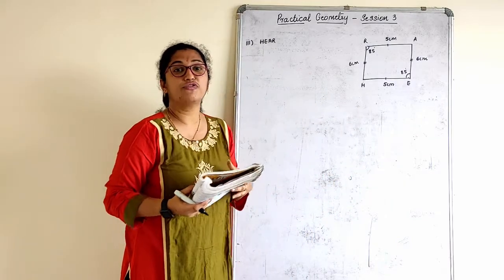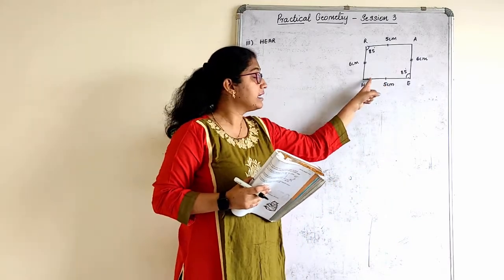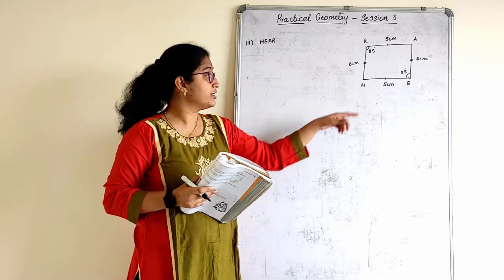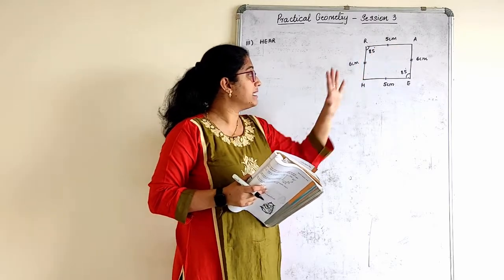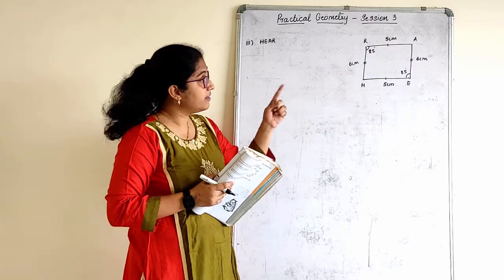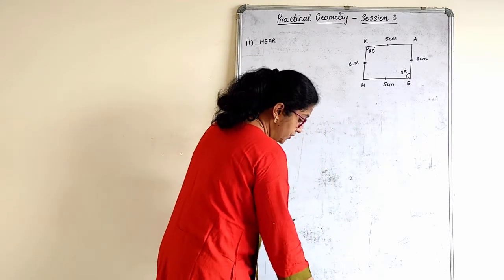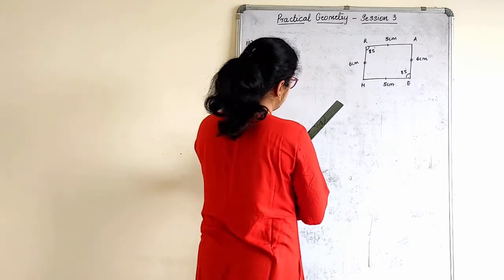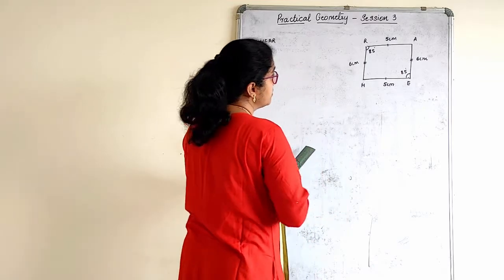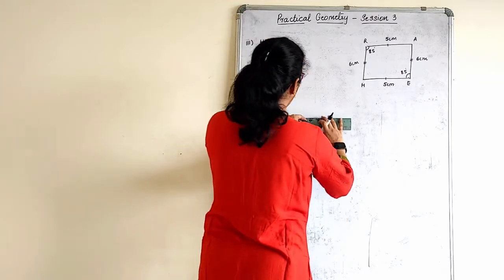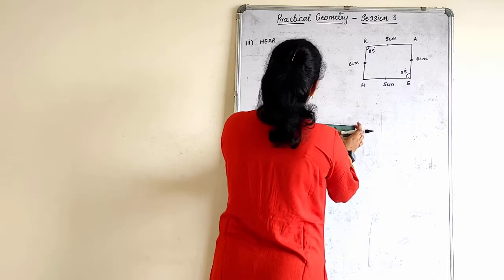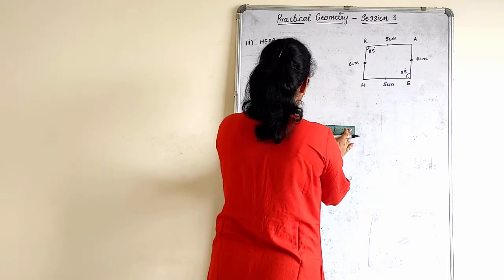Provided, children, I can also find the remaining angles because consecutive angles are supplementary. So if I find angle H, automatically I can also find angle A there, right? Okay. So let's go for the construction here. First, we'll construct a base for 5 centimeter.